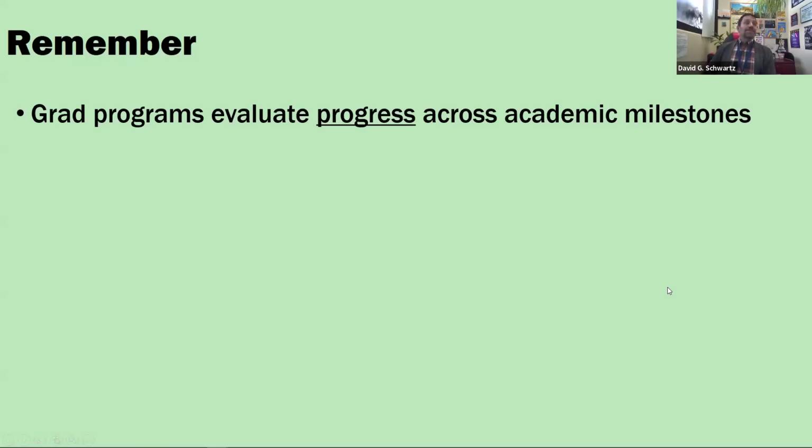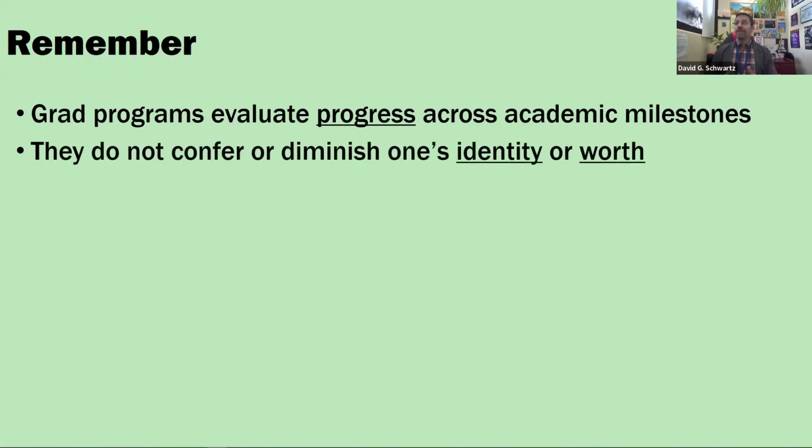Kind of my other big perspective-setting thing here, because people get really hung up with, my program is my life and this is everything. This is my whole self-worth in here. Actually, I would say no. Grad programs evaluate progress across academic milestones, nothing more and nothing less. They do not give people identity or worth.